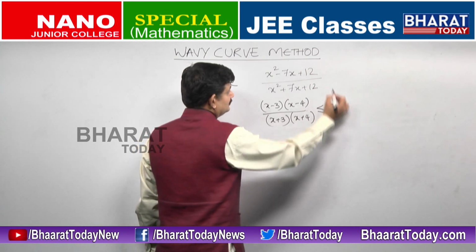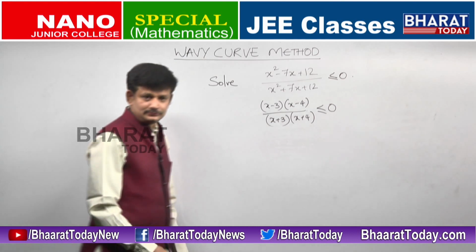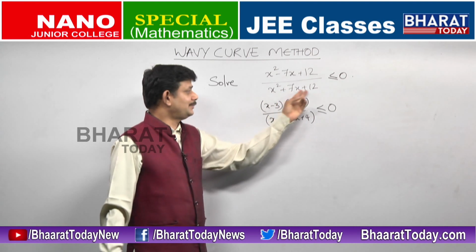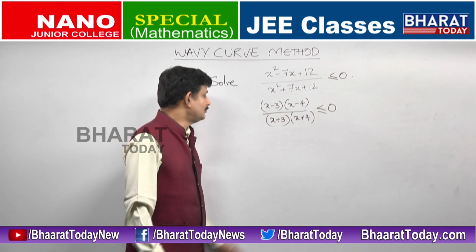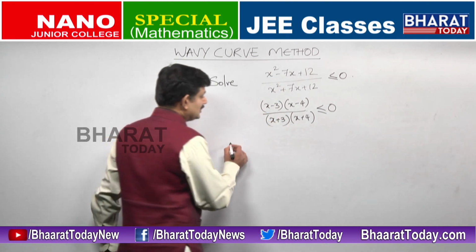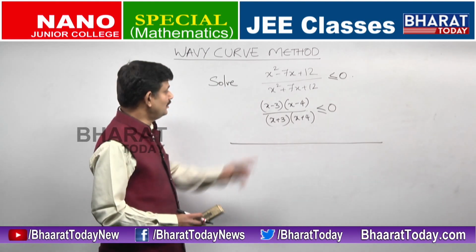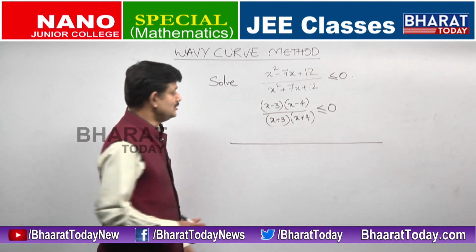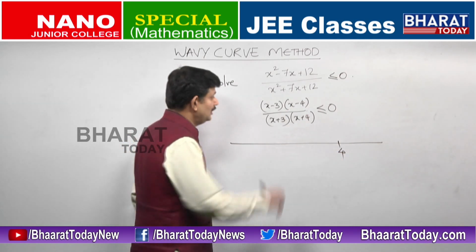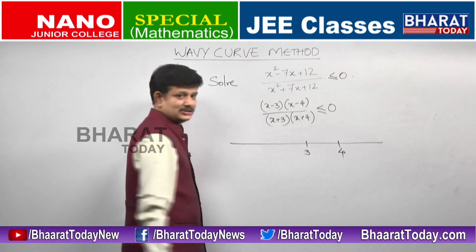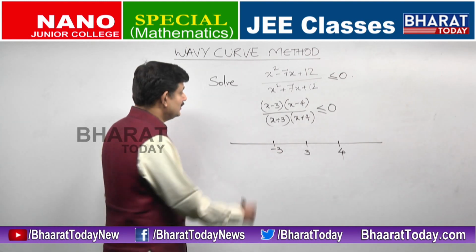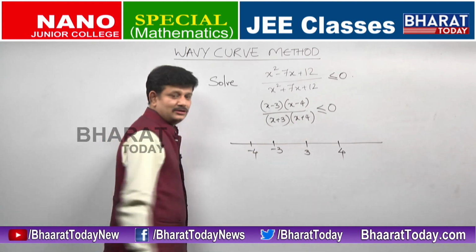How many terms are there? What is the question? Solve the inequation (x square minus 7x plus 12)/(x square plus 7x plus 12) less than or equal to 0. I am factorizing the numerator, I am factorizing the denominator. So to understand the sign of this expression, I have to understand the sign of each of these 4 terms individually and thereby collectively. So cut the number line at 4 to understand the sign of x minus 4. Cut at 3 for x minus 3, at minus 3 for x plus 3, and at minus 4 for x plus 4.